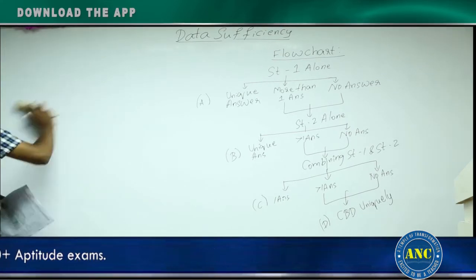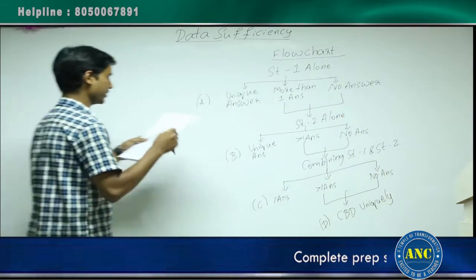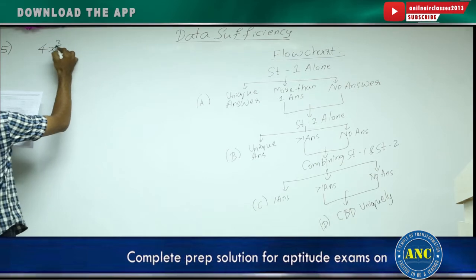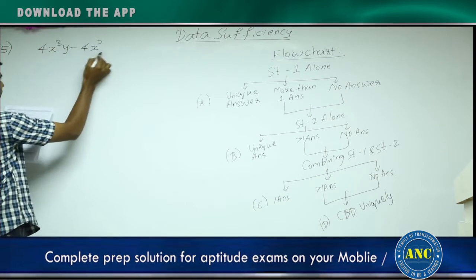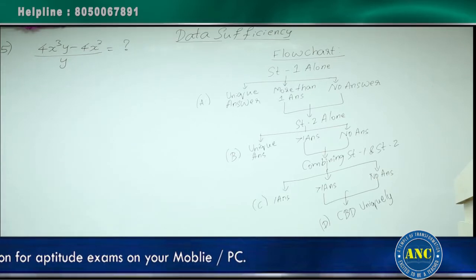Fifth one. Again we are back to the what question. What is the value of the expression? The fifth is a very easy question. What is the value of the expression (4x cube y minus 4x square) whole thing divided by y? They are asking the value of this expression, right?